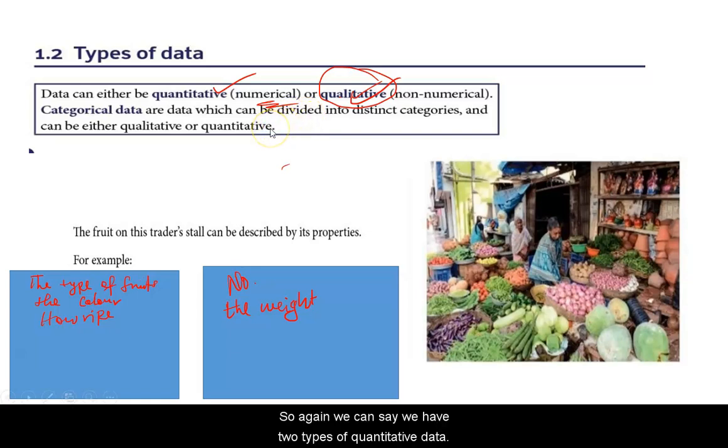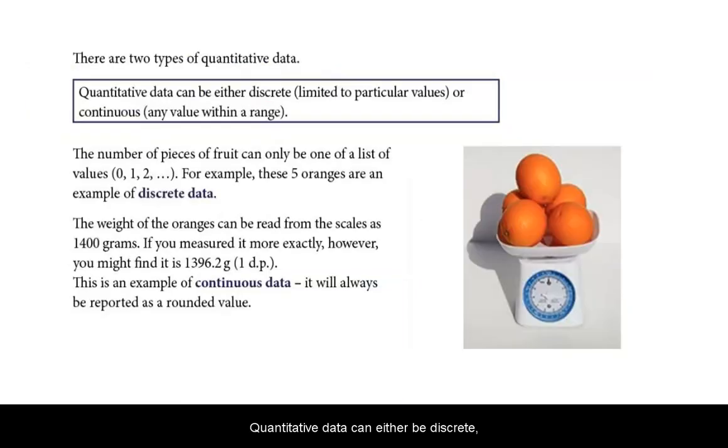So again, we can say we have two types of quantitative data. Quantitative data can either be discrete, limited to particular values, or continuous, any value within the range. So the number of pieces of fruit can only be one of a list of values. It can be 0, 1 through. For example, these 5 oranges that you can see are an example of discrete data.